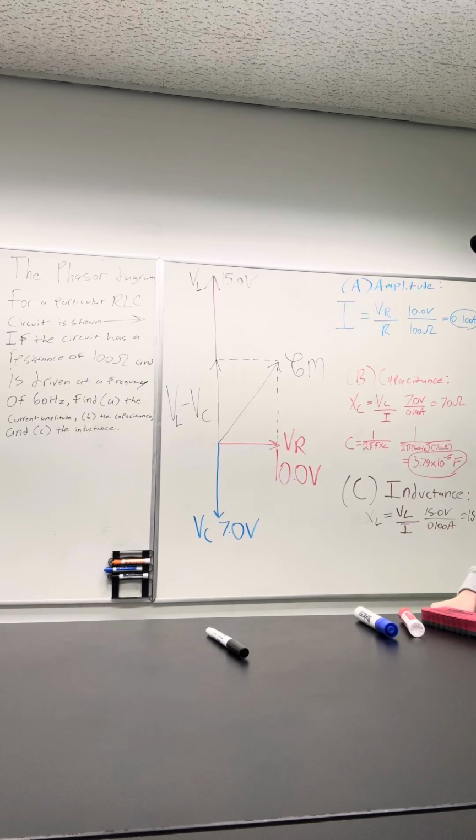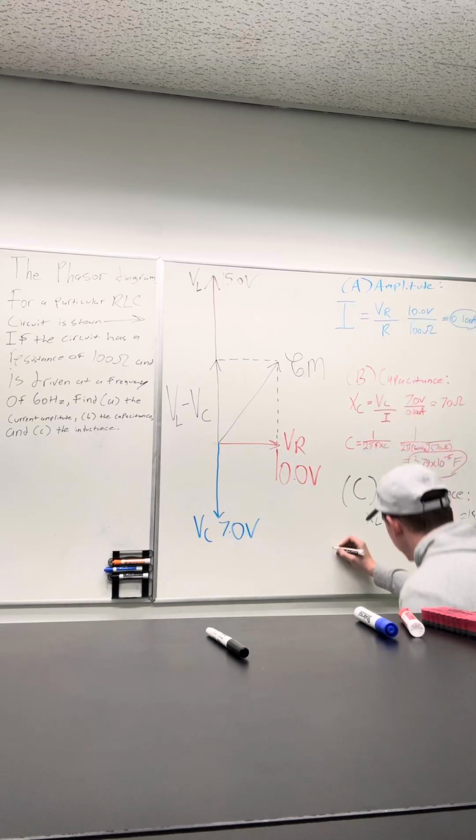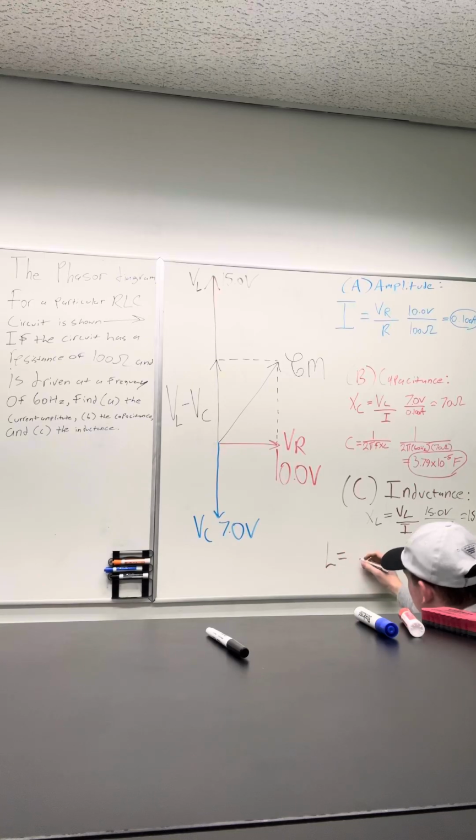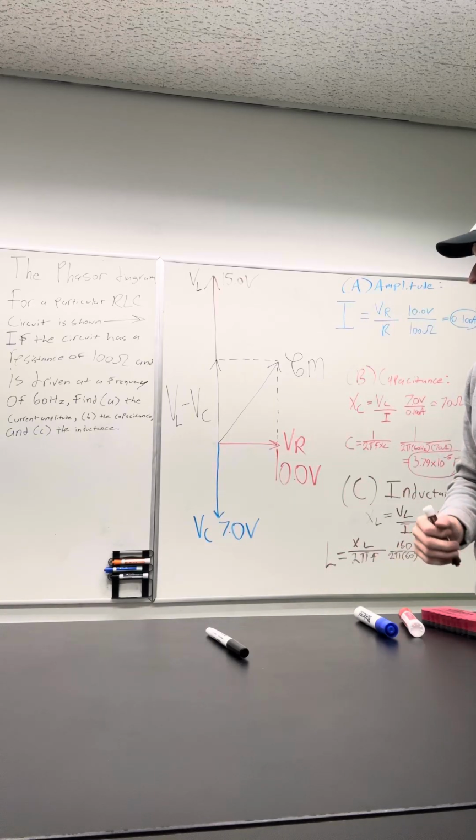Now that we've found 150 ohms, we need to find the actual inductance itself. So L is labeled for our inductance. L would equal XL over 2 pi f. We plug in these numbers, we would have 150 over 2 pi 60, which should give us, when we plug it into the calculator, 0.398.